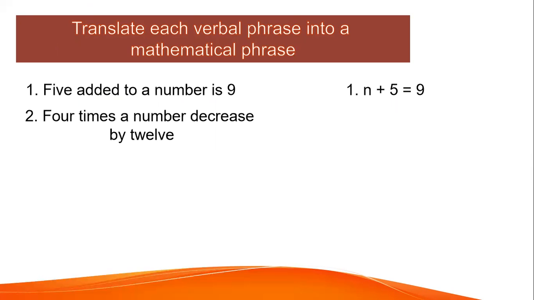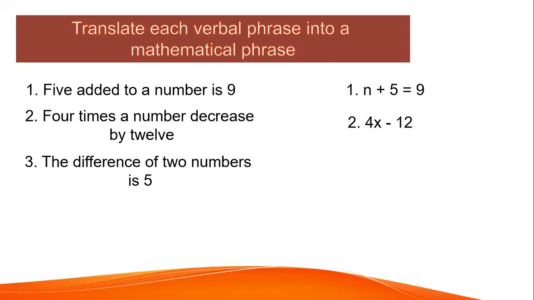Next, number 2. 4 times a number decreased by 12. And the answer is 4x minus 12. When you say decrease, it means minus. So we have 4 times x, so 4x minus 12. Number 3, the difference of two numbers is 5. When we say difference, it means subtract. And therefore, we have x minus y equals 5.